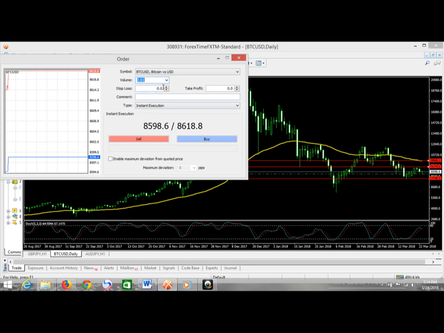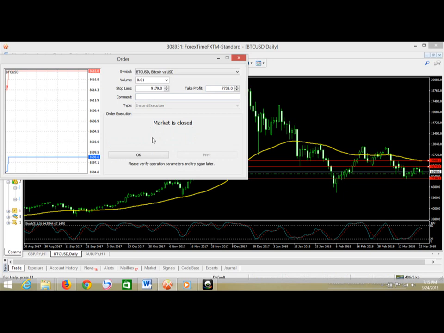Now the next thing, our signal comes with stop loss and take profit. So the next thing is stop loss. You put the value of the stop loss here. Whether you are buying or selling, the value of your stop loss can be 91, just like the last one there, 9179. And your take profit will be the next line here, which is 7738 point something. You might put a point or leave it like that. So you click on sell, it will sell, but the market is closed.